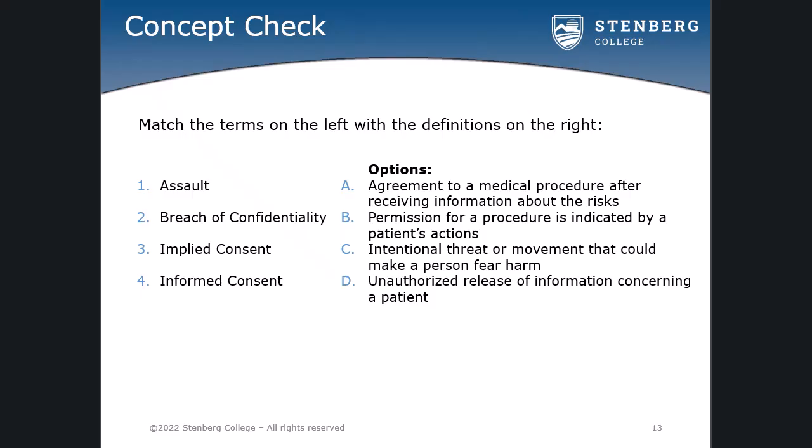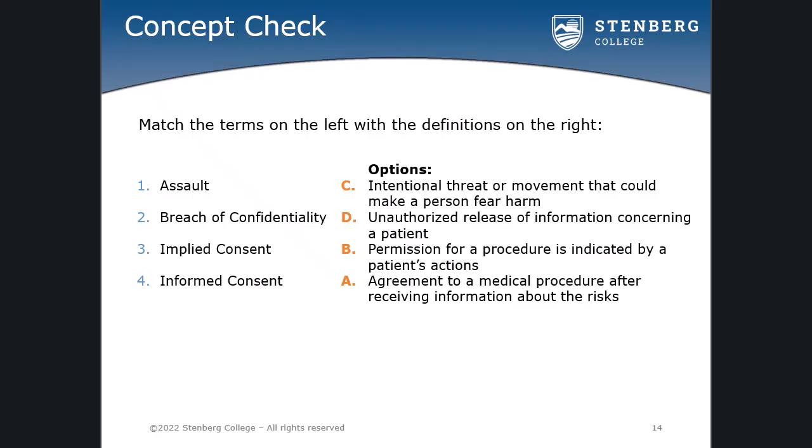Match the terms on the left with the definitions on the right. 1. Assault. 2. Breach of confidentiality. 3. Implied consent. 4. Informed consent. And the options are A. Agreement to a medical procedure after receiving information about the risks. B. Permission for a procedure is indicated by a patient's actions. C. Intentional threat or movement that could make a person fear harm. D. Unauthorized release of information concerning a patient.